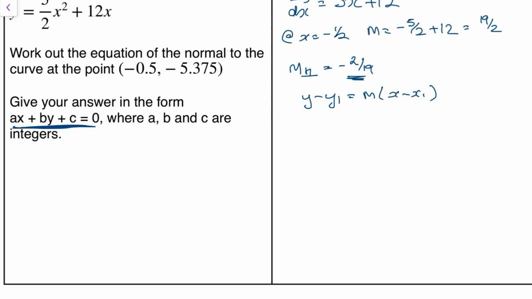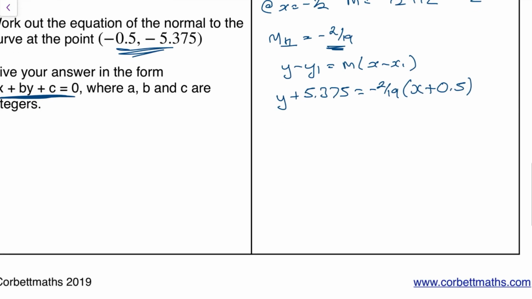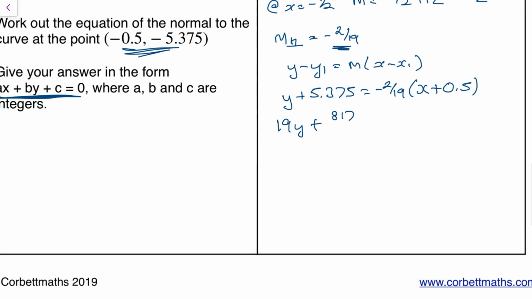Let's get rid of that there so it's not in the way. With this coordinate, that's going to give me y minus 5.375 is equal to m, which is minus 2/19, times x plus 0.5. Oh, horrible. Then I'm going to multiply everything by 19, which gives me 19y plus, calculator again, 5.375 times 19 tells me it's 817 over 8, that's important, is equal to minus 2x minus 1.